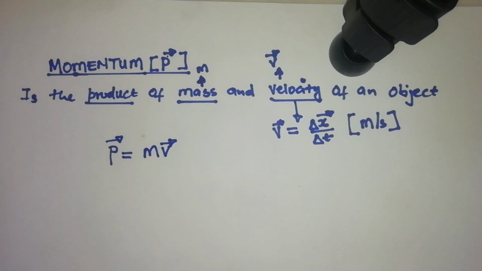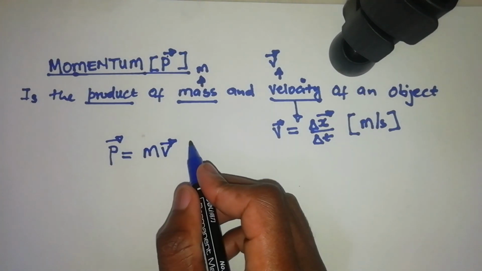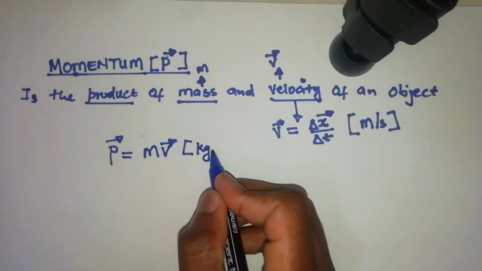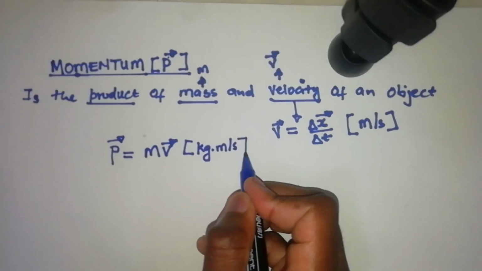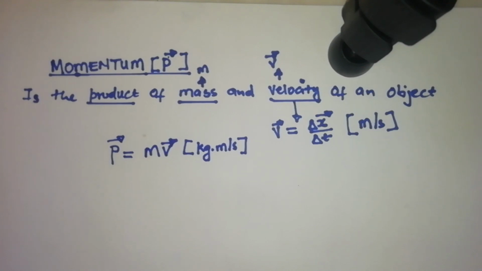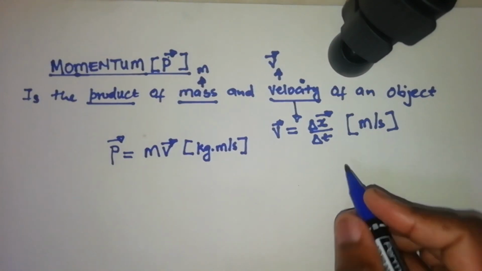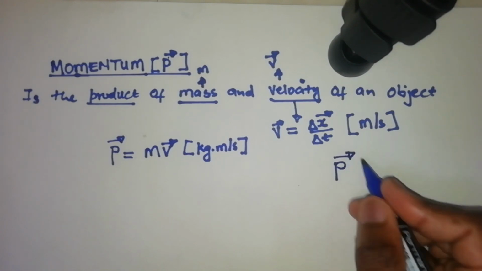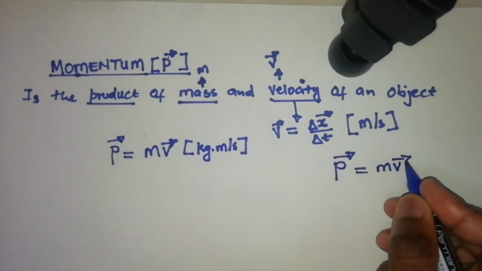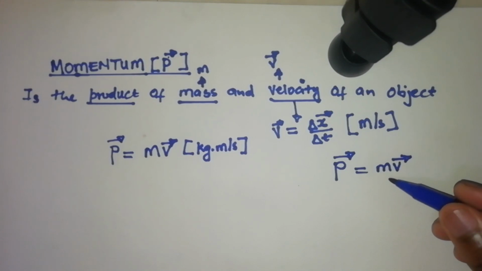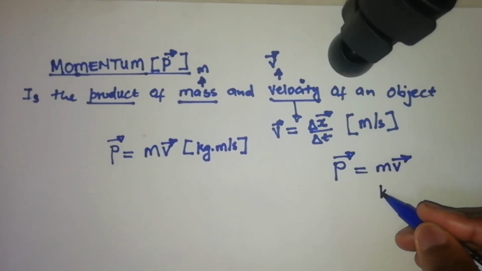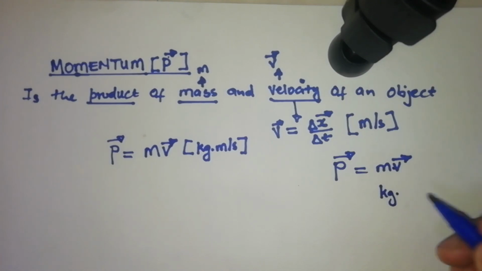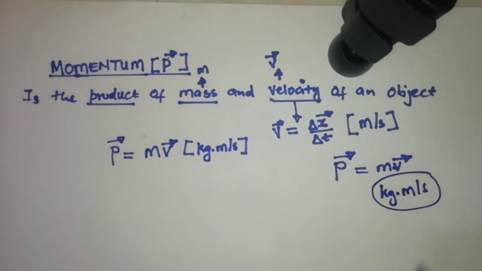Then what is the SI unit for momentum? The SI unit for momentum is kilogram meters per second. How did they arrive at this SI unit? It's very simple. Let's go back to our formula for calculating momentum. You ask yourself, what is the SI unit for mass? The SI unit for mass is kilograms, multiplied by the SI unit for velocity, which is meters per second. So this is how we get the SI unit for momentum.